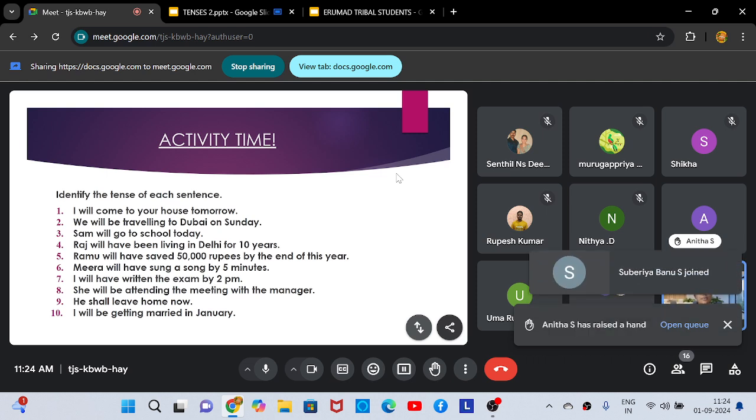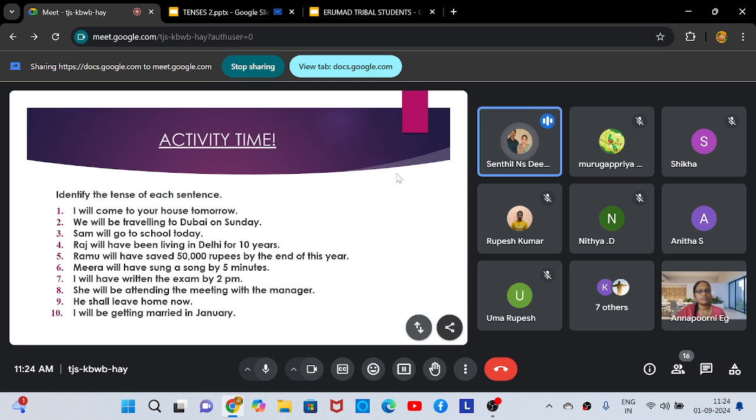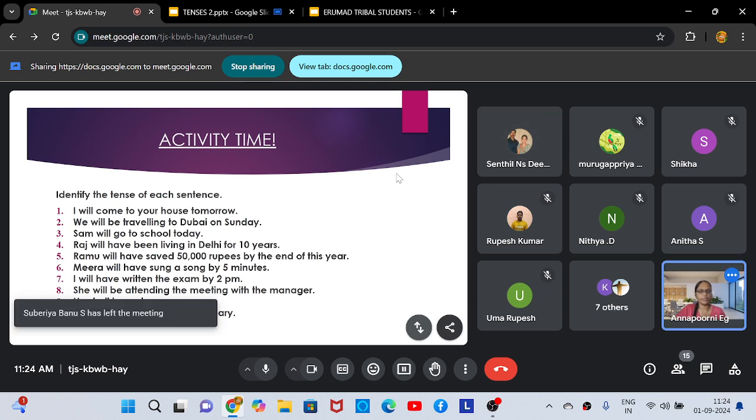Okay, what about Diksha? Future perfect tense, very good. Ramu will have saved 50,000 rupees. So will have plus V3, that is future perfect tense. Good. Next one. Meera will have sung a song by 5 minutes.